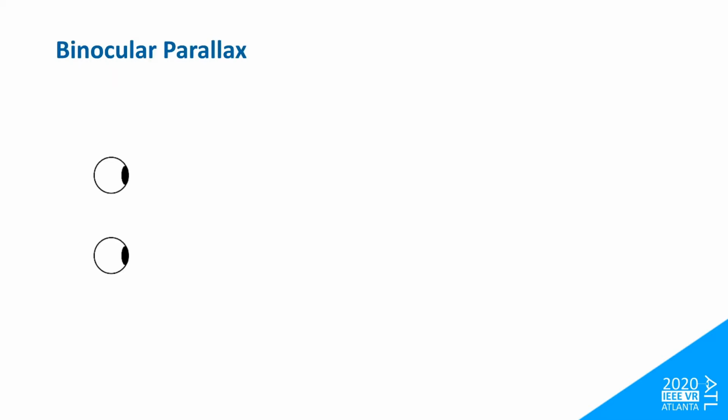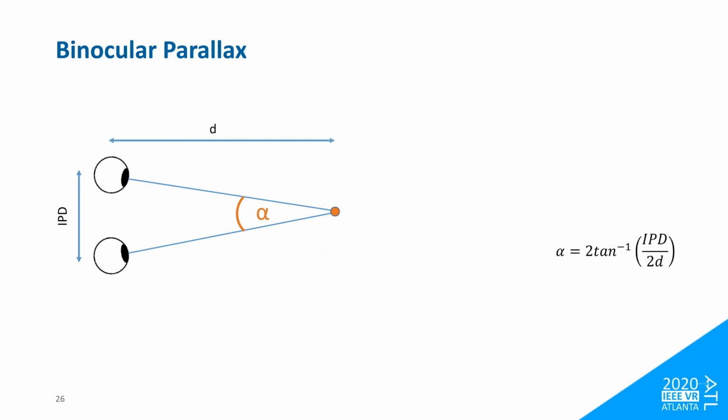A quick detour to binocular parallax. If our eyes converge onto a point, they rotate inwards and their lines of sight cross at that specific point. The angle, which is formed by the crossing lines of sight, is referred to as binocular parallax. It depends on the interpupillary distance and the distance of the convergence point. It plays a significant role in depth discrimination based on stereoscopic vision.